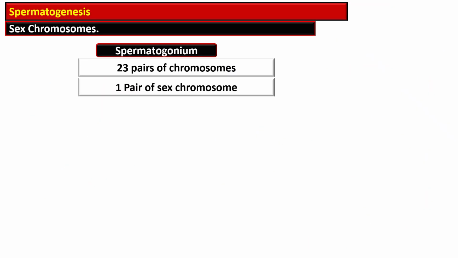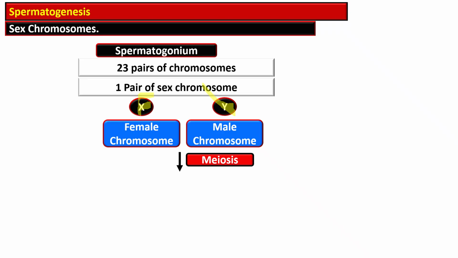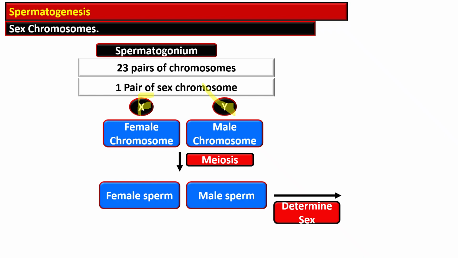So each spermatogonium contains 23 pairs of chromosomes, one of which is the sex chromosome pair X and Y. The X chromosome is associated with the female and Y is the male associated chromosome. So during meiosis, one spermatid receives the X chromosome and becomes a female sperm, and another receives the Y chromosome and becomes a male sperm.